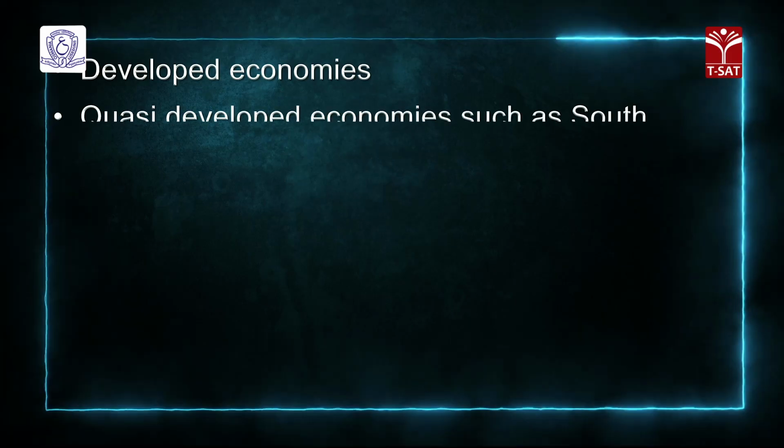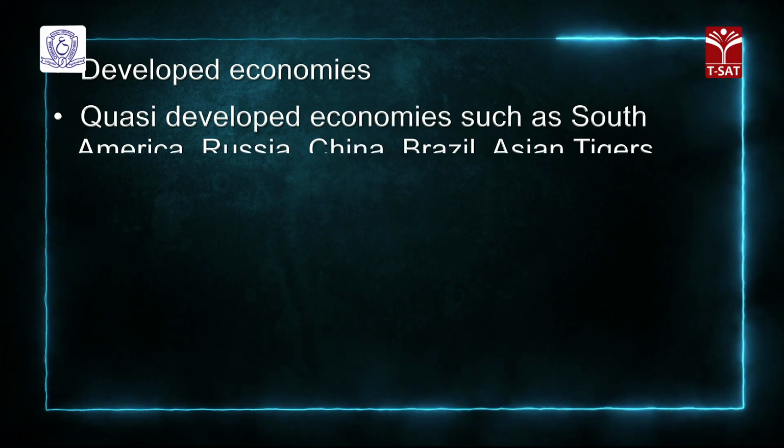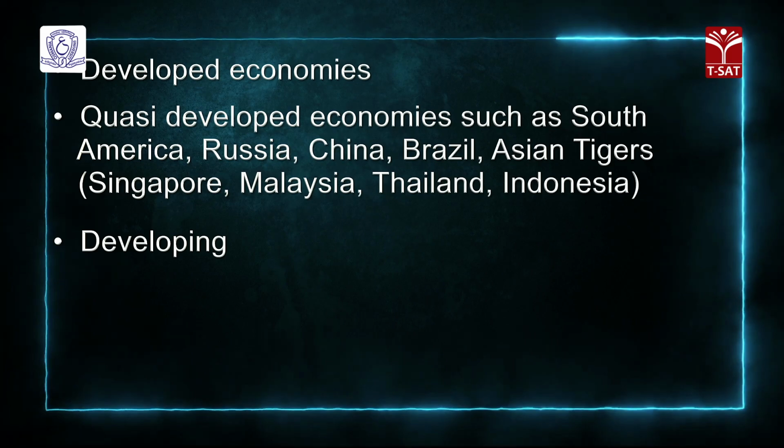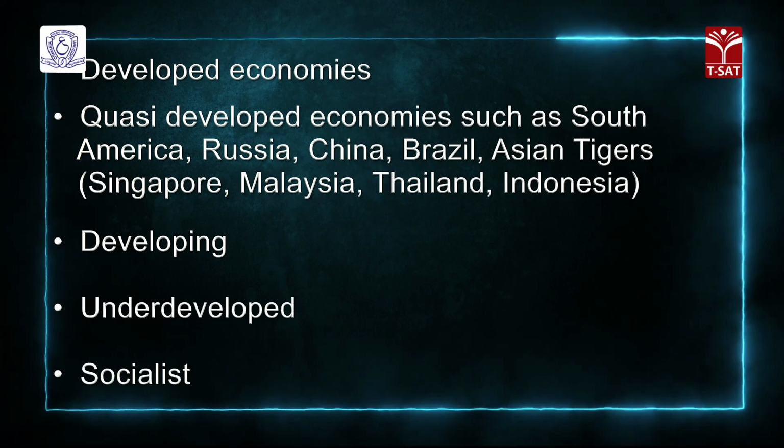At meso level, the economies can be divided into developed economies, quasi-developed economies such as South America, Russia, China, Brazil, Asian tigers. I am sure that you may be knowing about Asian tigers. These are Singapore, Malaysia, Thailand and Indonesia. Third category is developing, fourth is underdeveloped and fifth is socialist.